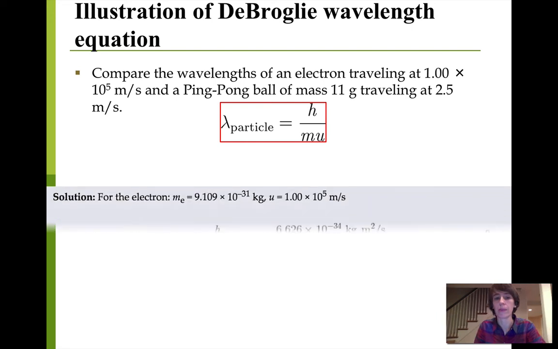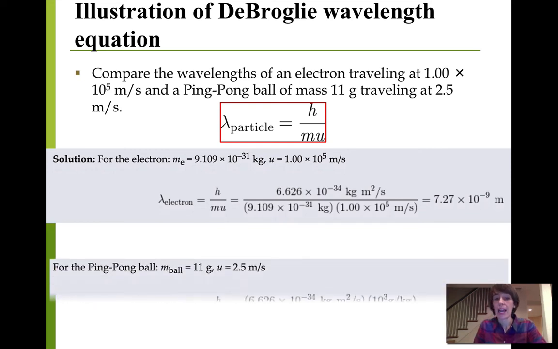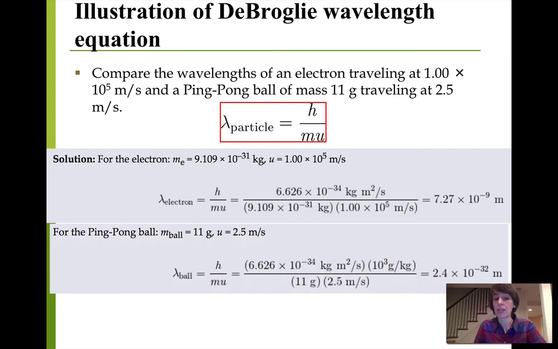Seems reasonable. So if we plug these values into the de Broglie equation, we find that the wavelength of an electron is 7.27 times 10 to the minus 9th meters. If we plug in the values for the ping pong ball, we get a very different value. We get 2.4 times 10 to the minus 32nd, which is incredibly small.